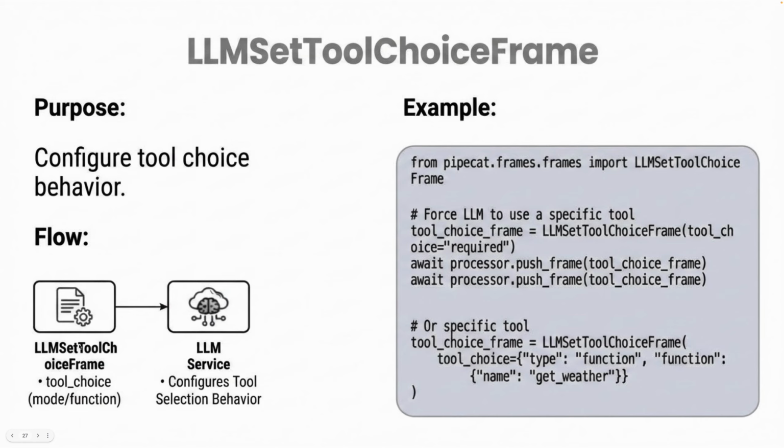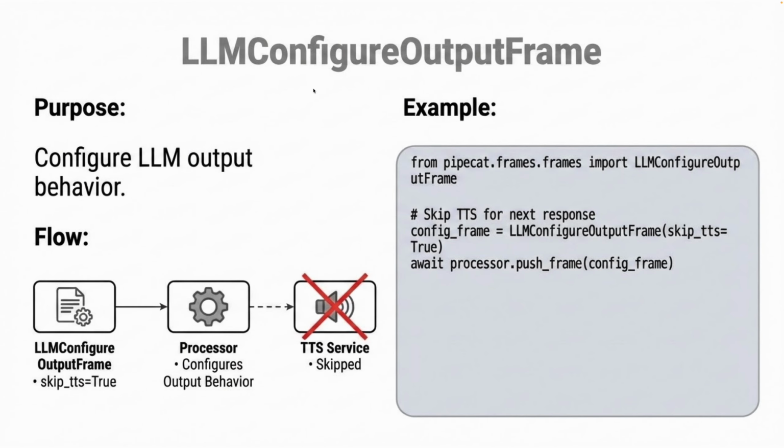You can see we have different tool choices, and we are telling the LLM whether a tool is required or not. We can also give it a specific tool, for example this tool choice function, which forces the LLM to use a specific tool. Then we have a configure output frame.